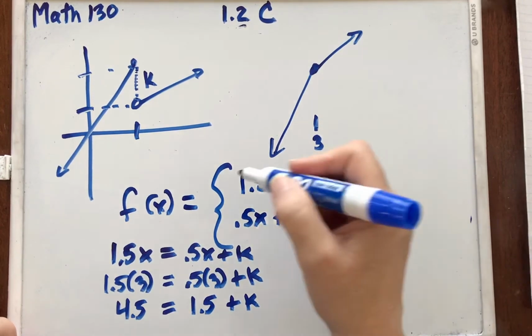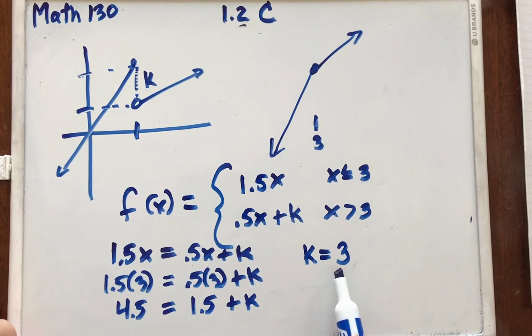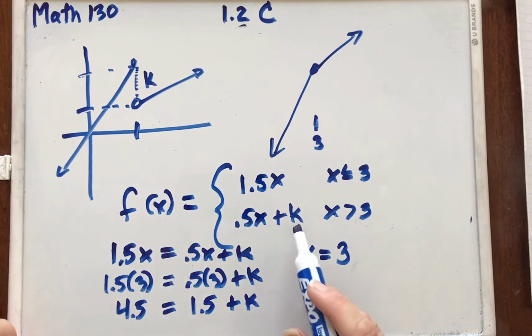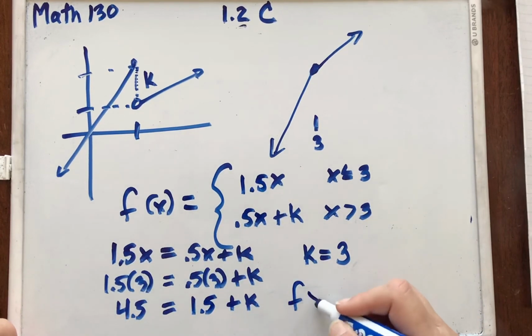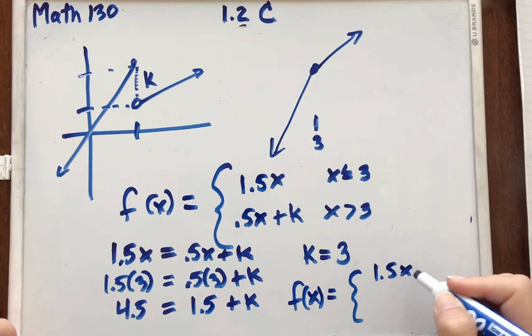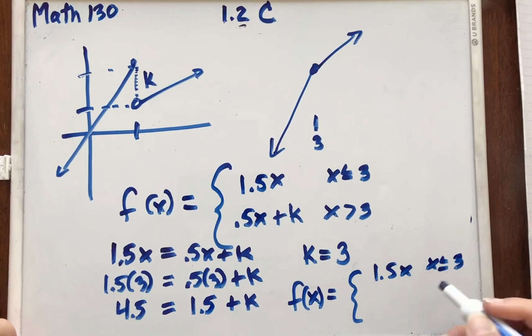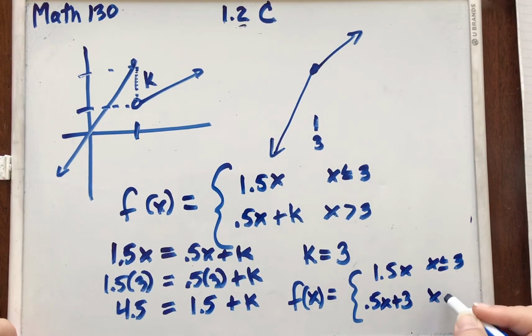So if we wanted to change all this so that it was continuous, that's what we'd do. We'd actually let k equal 3, and we would rewrite this as f of x equals 1.5x for x less than or equal to 3, and 0.5x plus 3 for x greater than 3.